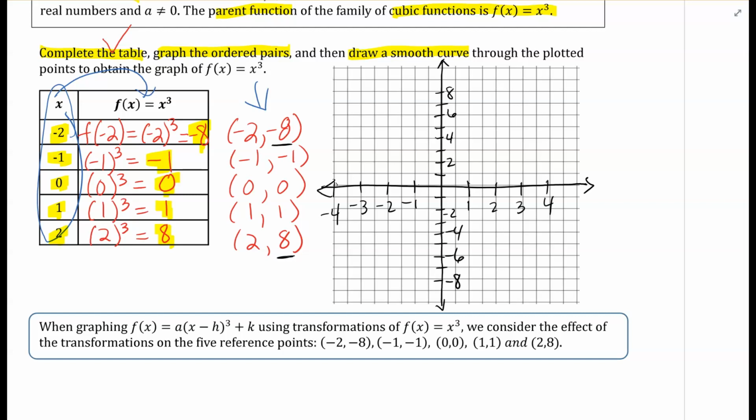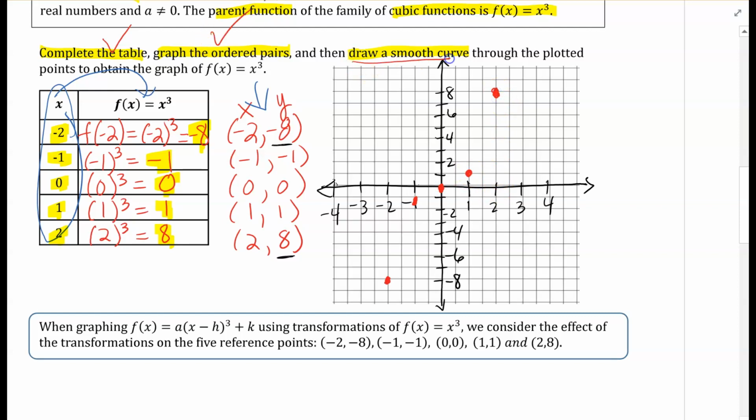All right, once you have your axes, then you can plot the points. These first values are your x's, and the second values are your y's. So -2 tells me I go left 2, and -8 means you go down 8. And then -1, -1, 0, 0, 1, 1, and then 2, I'm going to go all the way up to 8. So I graph my ordered pairs.